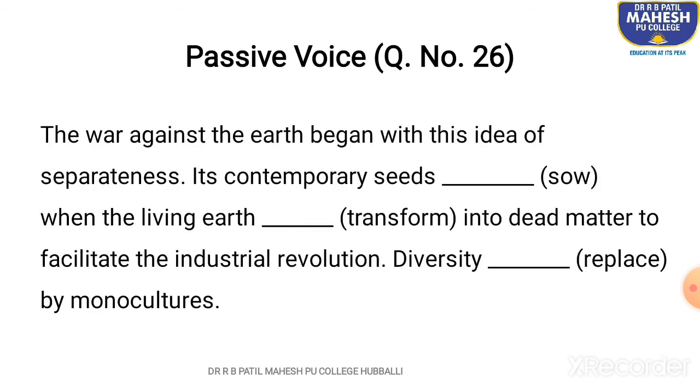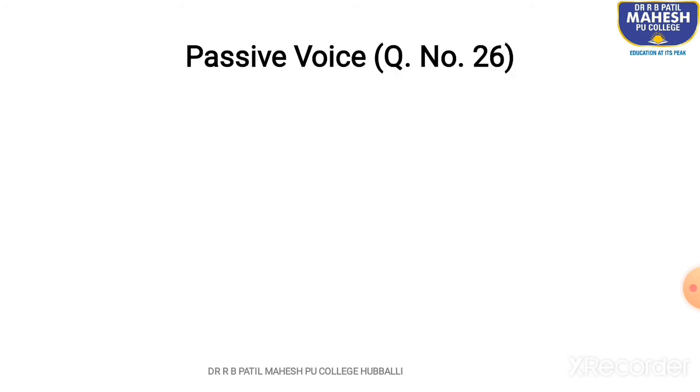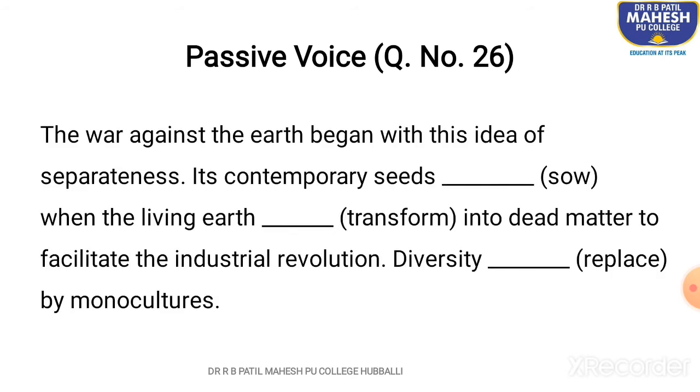Let us look at the next one. Okay, that was an example. This is now the assignment that you have. The war against the earth began with this idea of separateness. Its contemporary seeds (sow) when the living earth transformed into dead matter. To facilitate the industrial revolution, diversity (replace) by monocultures. So you have to use the correct form of the verb in the passive voice to fill up these blanks.